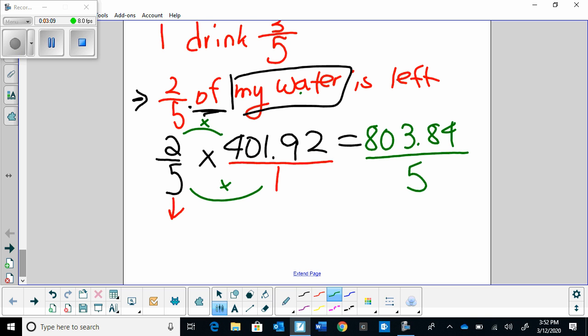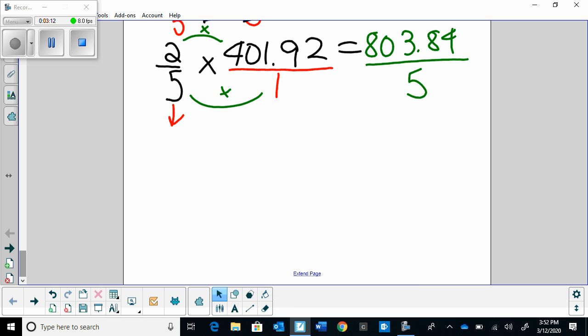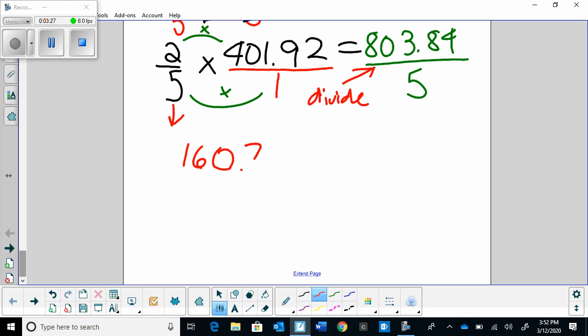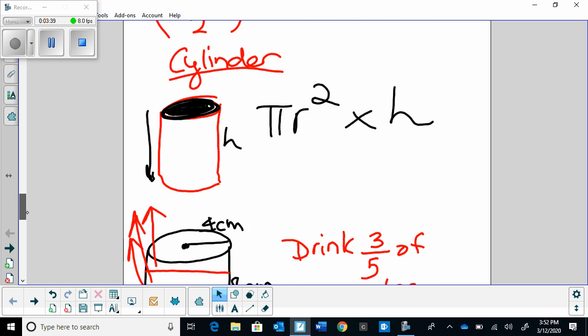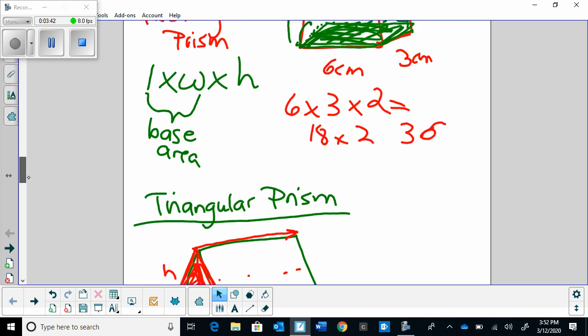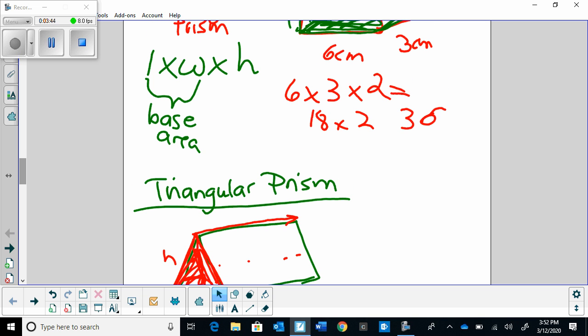So now we have a fraction, and we were reminded today in class that this sign, 803.84 over 5, also means to divide. So I can divide 803.84 divided by 5, and that's going to give me 160.768. And the answer is going to be in centimeters cubed. We want to make sure that our answers are in centimeters cubed. We did that up at the front here, and we were finding our answers for all of our other questions in the previous video.